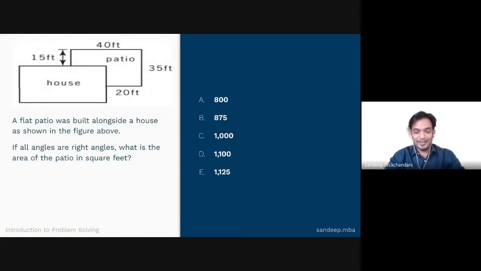And finally, let's take a look at a geometry sample question. In the exam, you'll be given a figure that is somewhat similar to this. I'll read the question for you. A flat patio was built alongside a house as shown in the figure above. If all angles are right angles, what is the area of the patio in square feet? Once again, this is the question, and these are the 5 answer choices associated with that question.